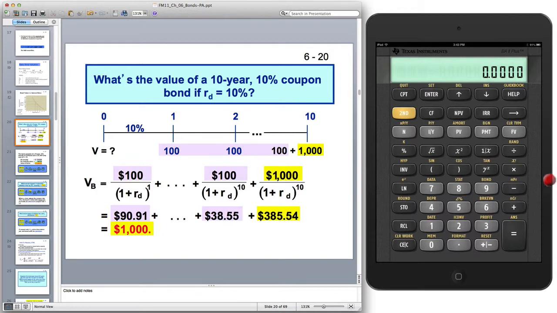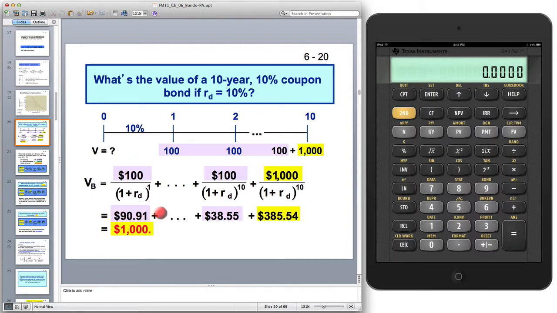You can do that yourselves. Actually, let's see, I can show you that. You do 100 divided by 1.1, and that's 90.9091. That's 90.91, which is exactly what you see here. You can clear this by hitting the CE button. The 10th cash flow is comprised of $100 interest and $1,000 face value, and that comes to 385.54 plus 38.55. And so in this case, the current price of the bond is $1,000.